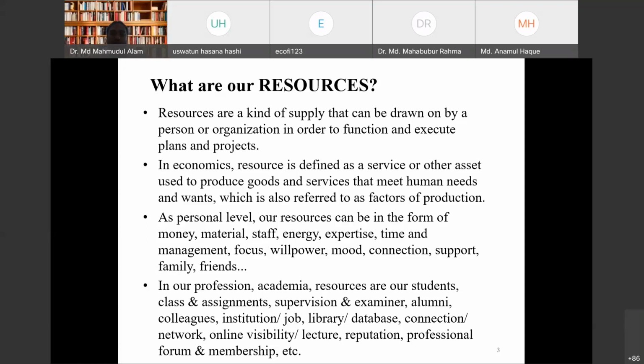And then professional forum memberships or our affiliations with any other organization should be considered a good resource for us in academia.